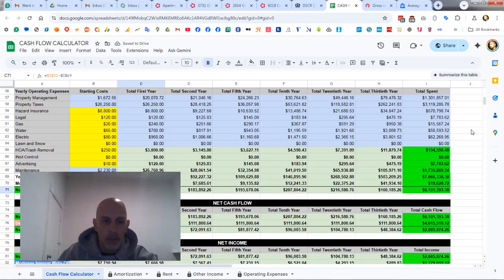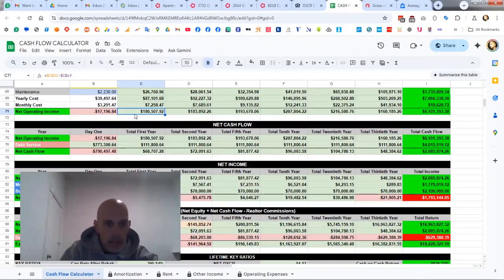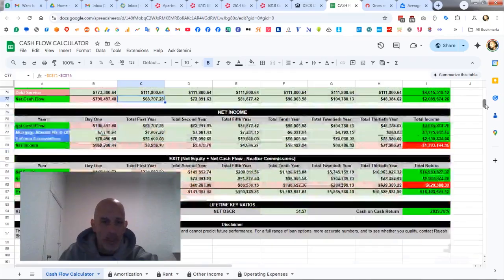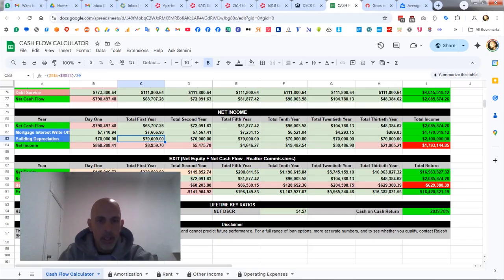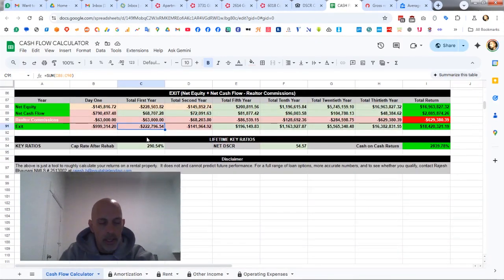So your net operating your first year is $180,000, $500 less than the one we've done on the calculator. Net cash flow is $68,000. Net income, because of depreciation and mortgage interest write-off, is negative $9,000. So you don't even have to pay taxes on it for your first 2 to 5 years. Let's see what the exit would be at the end of the first year. You're looking at negative. You start being able to recover your interest on a sale. Your fifth year.